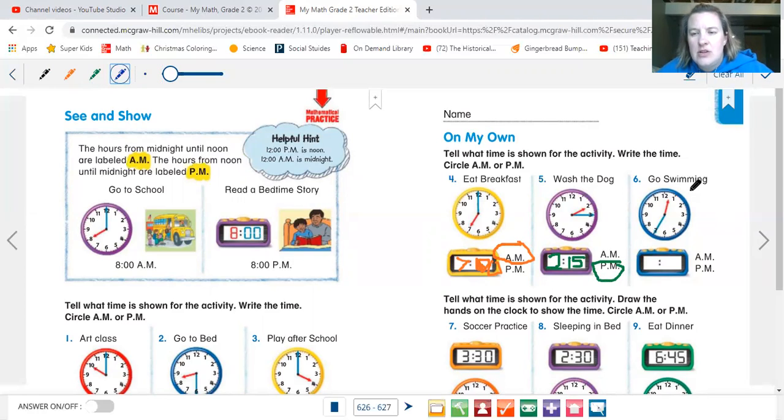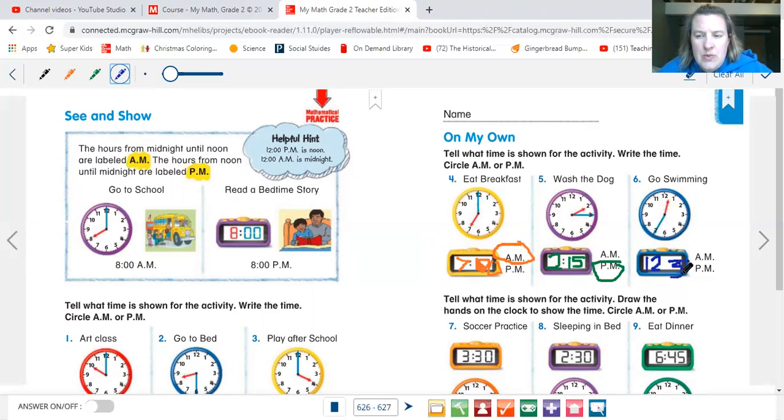All right, let's look at the blue clock. Go swimming. Okay, looking once again at that hour hand. The hour hand is halfway between the 12 and the 1. So we put 12 here. And then the minute hand is at the 7: 5, 10, 15, 20, 25, 30, 35. So then we have 35.